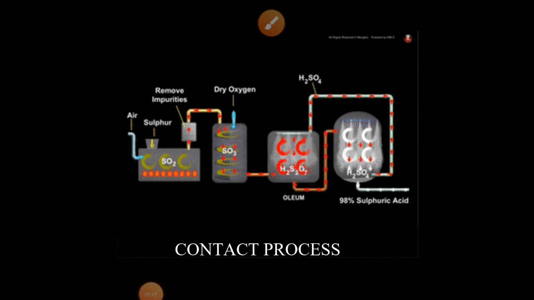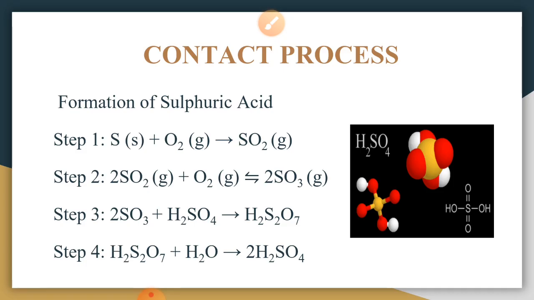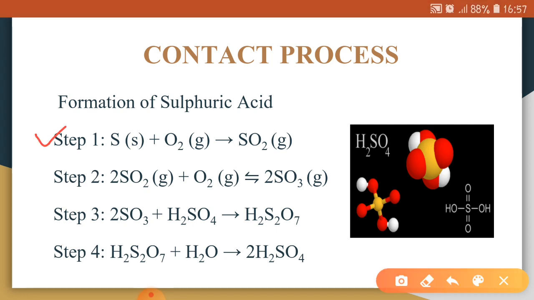Now we will apply Le Chatelier's principle on the contact process. In the contact process, there is the formation of sulfuric acid, and this process is based on 4 steps. In the first step, there is the formation of sulfur dioxide from sulfur and oxygen. In the second step, sulfur dioxide reacts with oxygen to form sulfur trioxide.